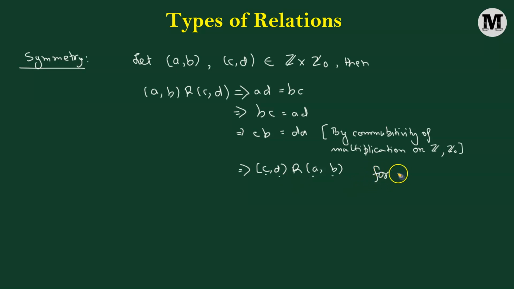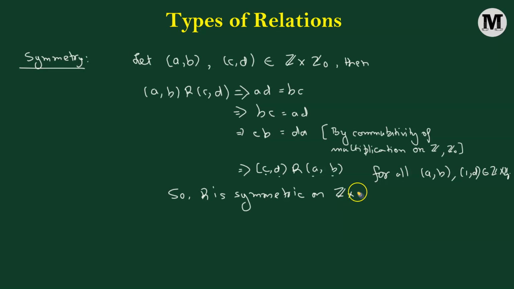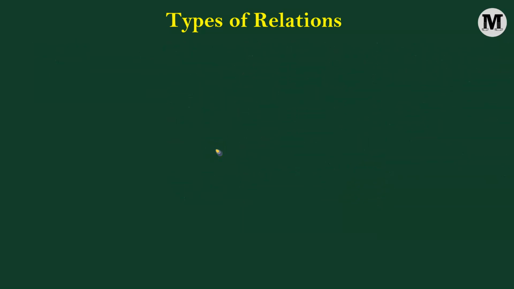This is going to be true for all A comma B and C comma D belonging to the Cartesian product of Z with Z naught. So we can say that the relation R is symmetric. This is a symmetric relation on the Cartesian product of Z with Z naught. Okay, now let's go to the third one where we'll check for transitivity.